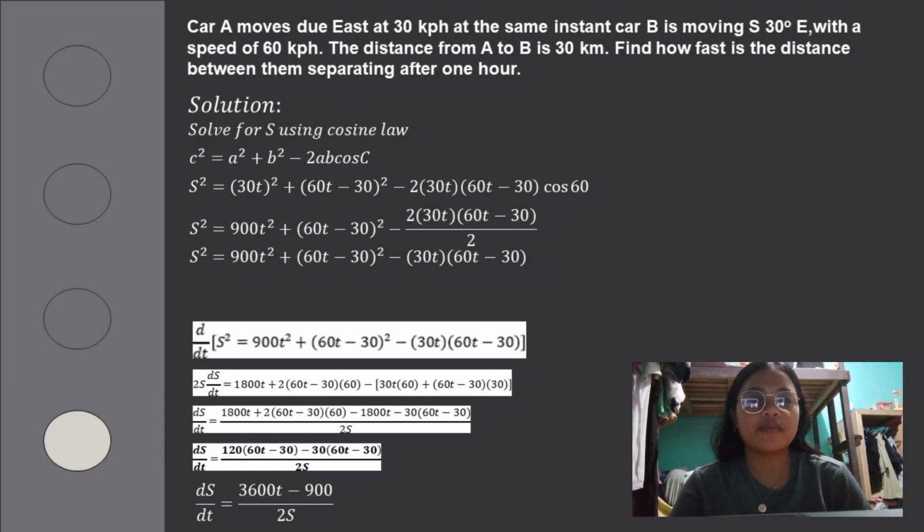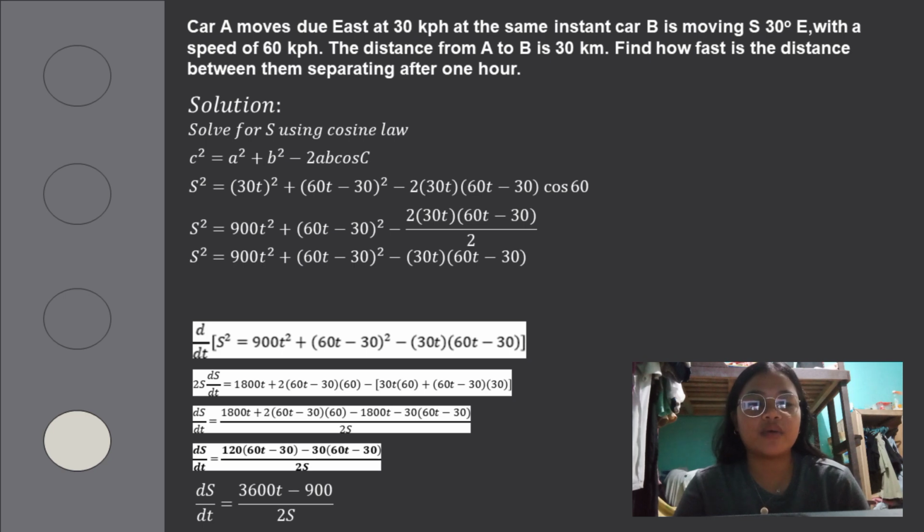So the example of time rates is: car A moves due east at 30 km per hour. At the same distance, car B is moving south 30° east with a speed of 60 km per hour. The distance from A to B is 30 kilometers. Find how fast the distance between them is separating after 1 hour. Solution: solve for S using the cosine law.